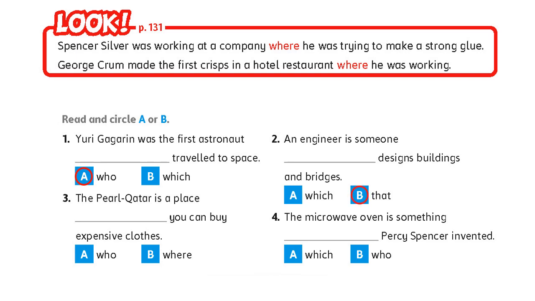3, The Pearl Qatar is a place where you can buy expensive clothes. It's a place, so we'll choose where. 4, the microwave oven is something Percy Spencer invented. So we are talking about a thing, so we'll choose which Percy Spencer invented.